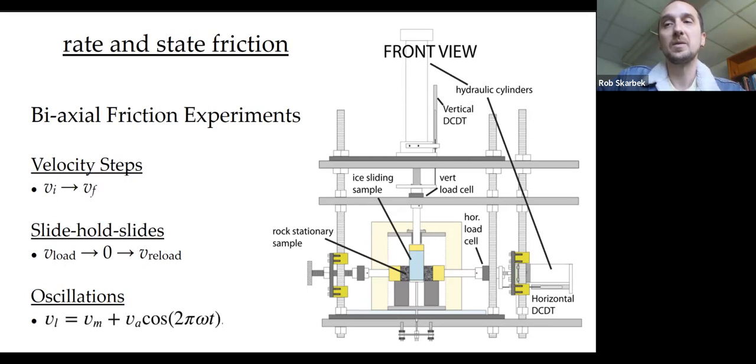And so recently I've been working with a colleague of mine, Christine McCarthy at Lamont, and we've been trying to understand how the frictional properties depend on oscillating stresses, which mimic tidal stresses. So in those experiments, we oscillate the driving velocity of that center block about some mean value and then study the frictional response.